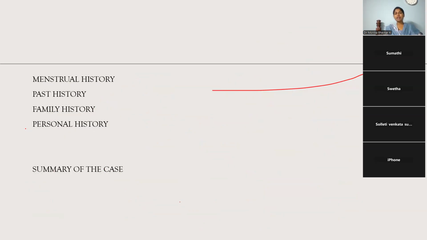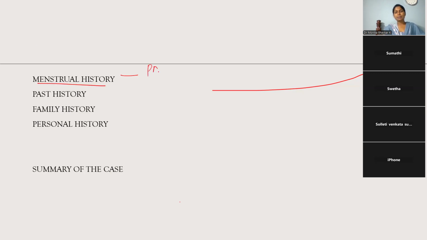Next, menstrual history. As a part of history taking, we have to ask menstrual history, past history, family history, and personal history. I know it is late and all of you are slightly tired, so I will take another 20-25 minutes and wrap up the session. But all these are important as a part of history taking. So, what is important with respect to menstrual history?